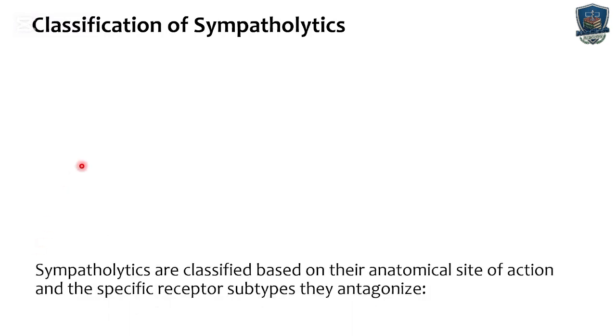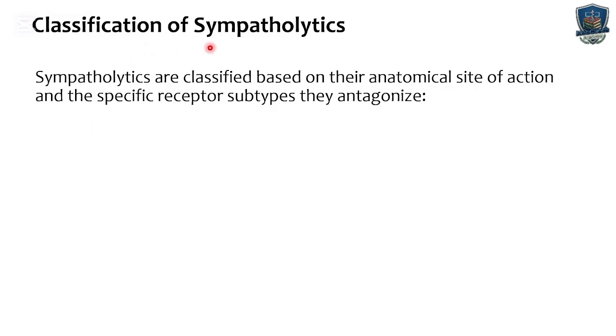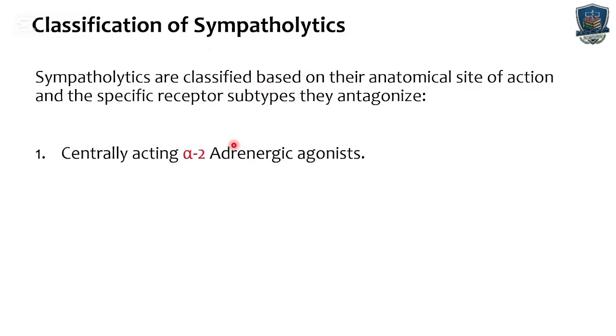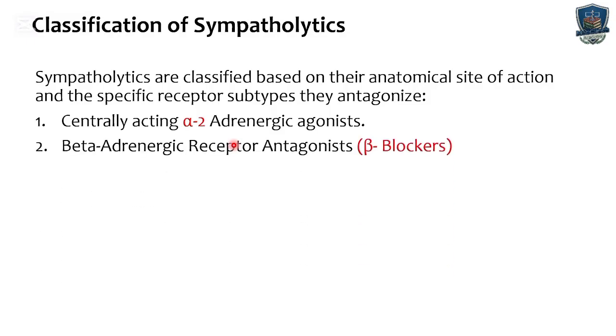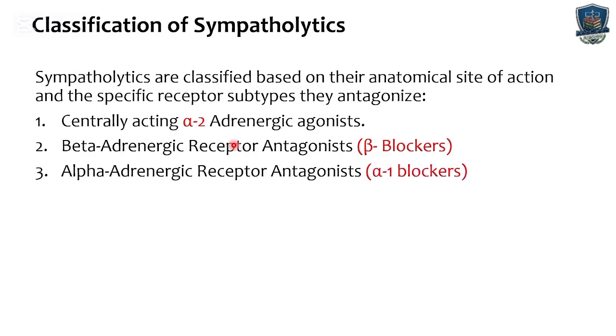So what are the sympatholytics? Now, sympatholytics are classified based on their anatomical site of action and the specific receptor subtypes they antagonize. So let's look at some of the classes of sympatholytics. The first one here that you have are the centrally acting alpha 2 adrenergic agonists. We have got the beta adrenergic receptor antagonists. These are beta blockers. We have the alpha adrenergic receptor antagonists.